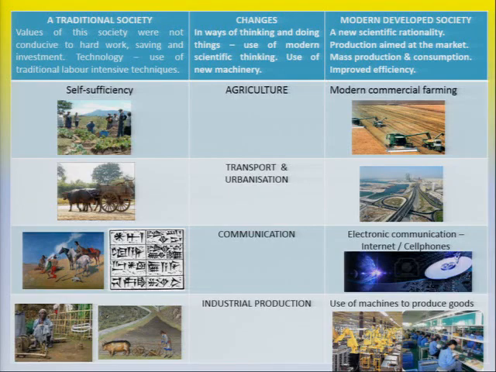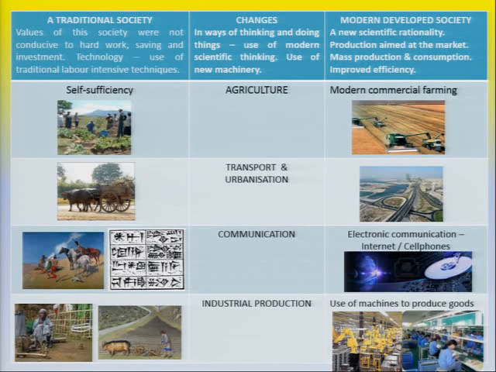Okay, let's continue again. In a traditional society, the values of the society were not conducive to hard work, saving and investment, technology, use of traditional labor methods, as you can see in the picture there. The economy is more self-sufficient, and then changes occur. I'm now in the middle column. Changes occurred in ways of thinking and doing things. We use modern scientific thinking, use of new machinery. Then in the agricultural sector, things change.